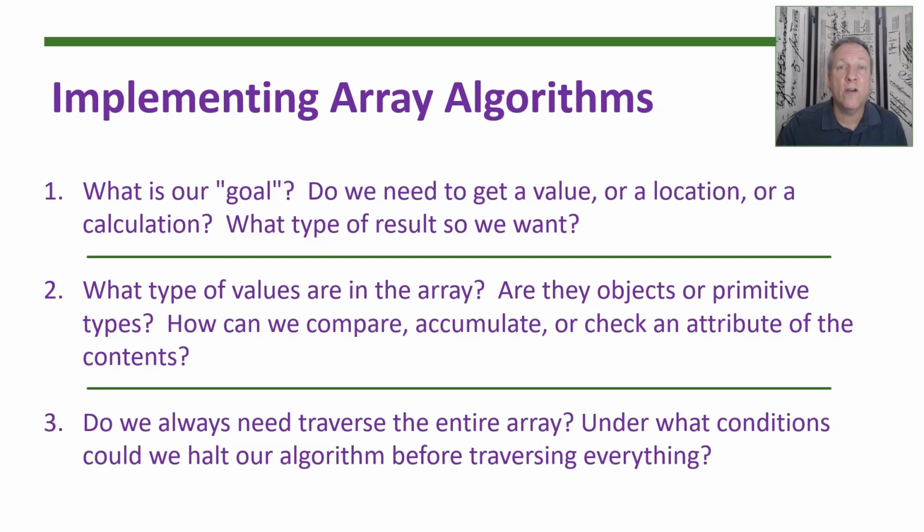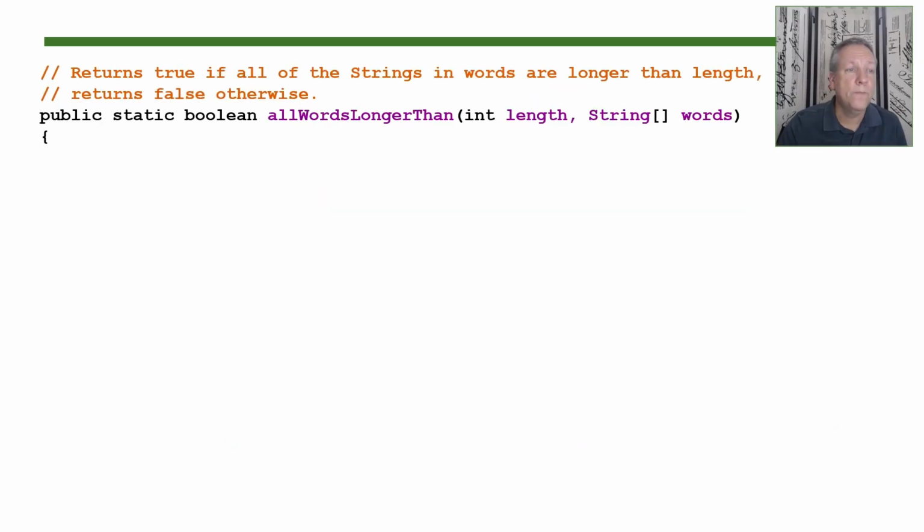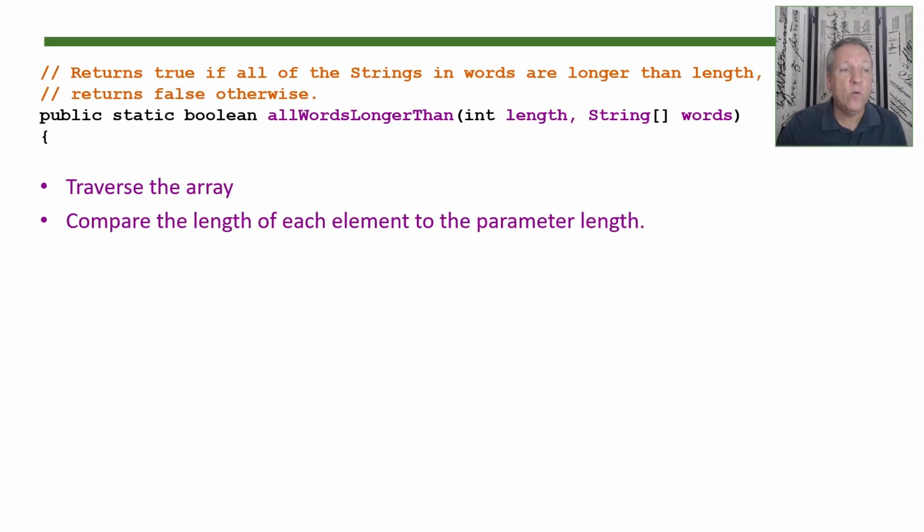All right, let's look at our first algorithm. With this first method, we want to determine if all of the strings in the array words are longer than the parameter length. This method will return true if they are all longer than length. Otherwise, it'll return false. So let's discuss the algorithm first. What are the steps that we're going to take to evaluate these strings and return a Boolean? Well, we're going to need to traverse an array, and we'll need to compare the length of each element in the array to the parameter length.